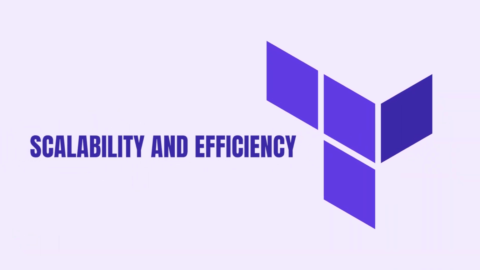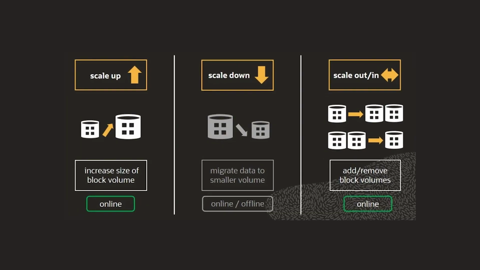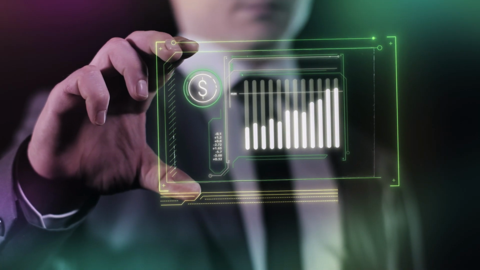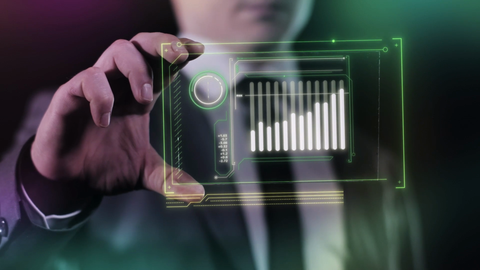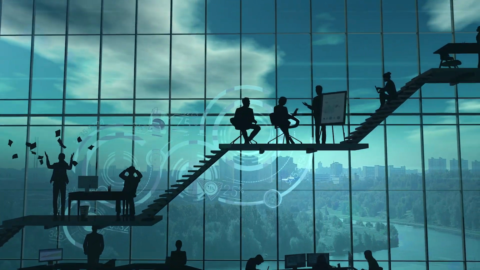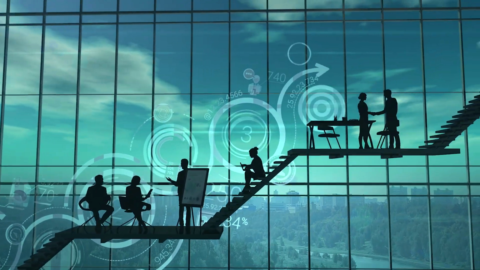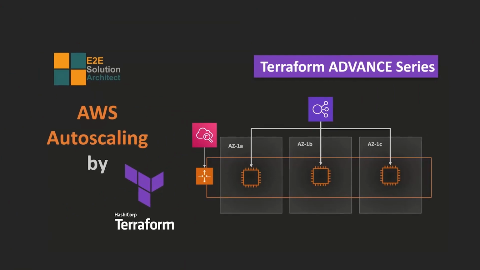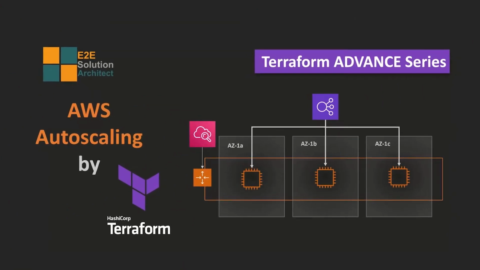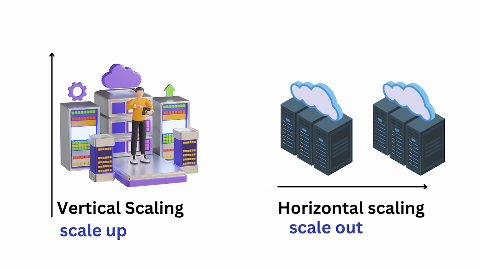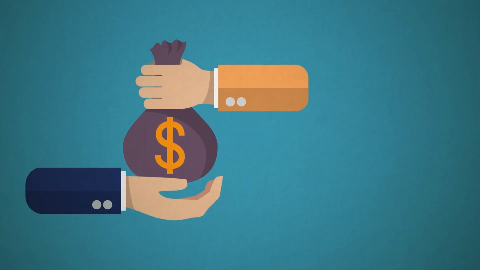Scalability and efficiency. The ability to scale resources efficiently is where Terraform truly shines. In today's dynamic business environment, scalability and efficiency are paramount. Imagine your business experiences rapid growth. Traditional infrastructure management might pose challenges as your business expands. With Terraform, you can efficiently scale your infrastructure to meet changing demands. This means you can dynamically allocate or deallocate resources, ensuring you pay only for what you use.